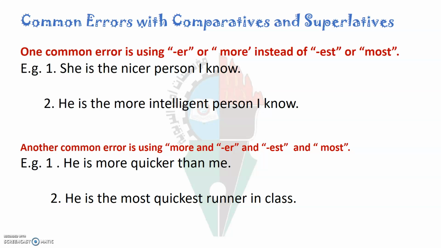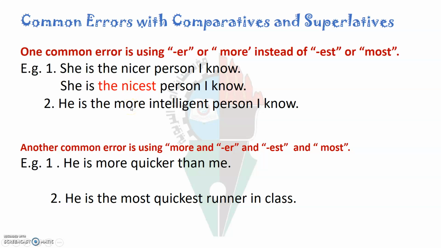Now we have some common errors with comparatives and superlatives. One common error is using er or more instead of using est or most. So someone might say, she is the nicer person I know. Well, I'm comparing her to a group, so I shouldn't say the nicer. I should use a superlative. She is the nicest person I know.